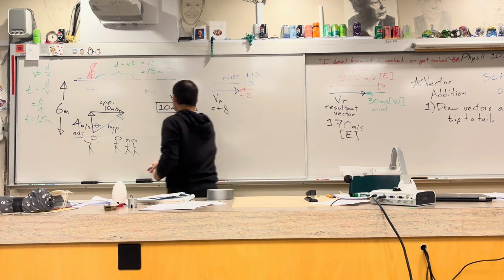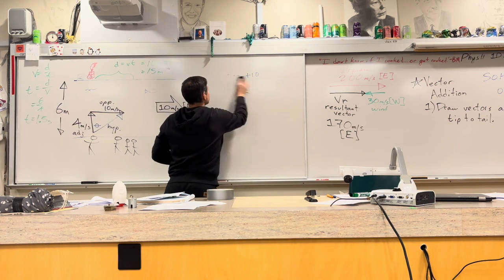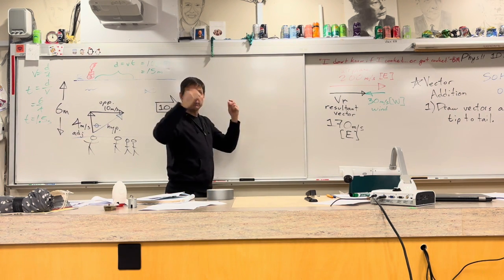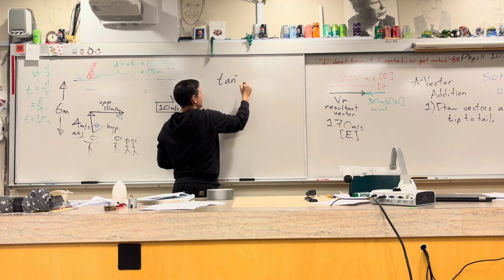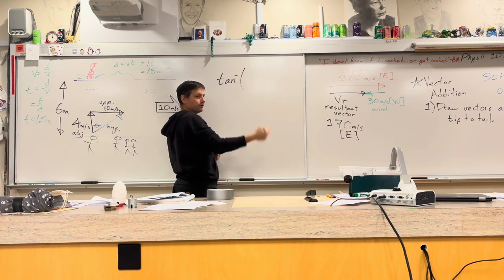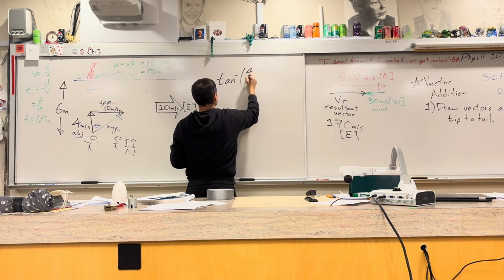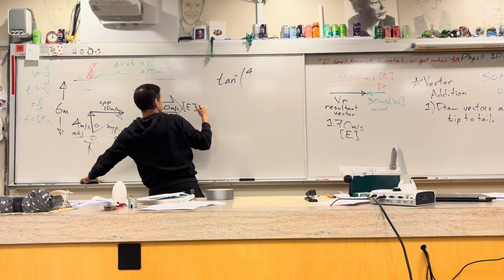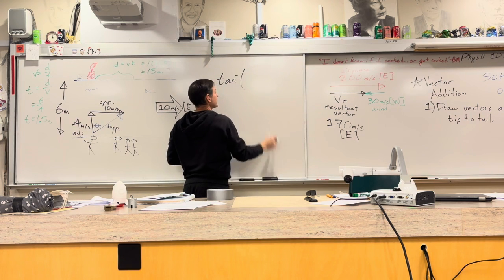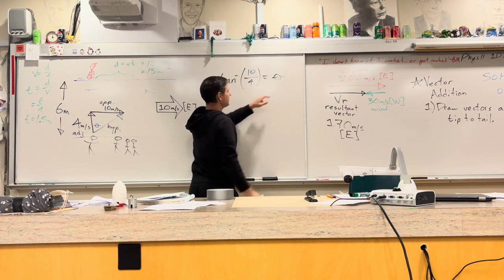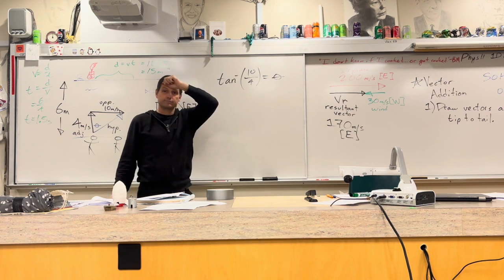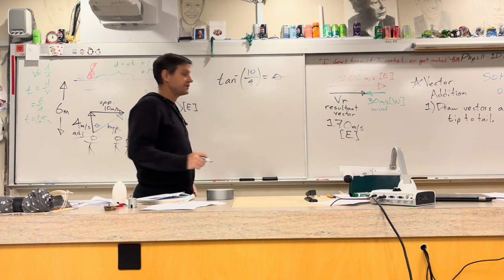When you're finding the angle, you have to do the inverse. So we go inverse tan of opposite over adjacent. So we go 10 over 4, sorry. And that will tell us our angle theta. Theta is that Greek symbol. 68.